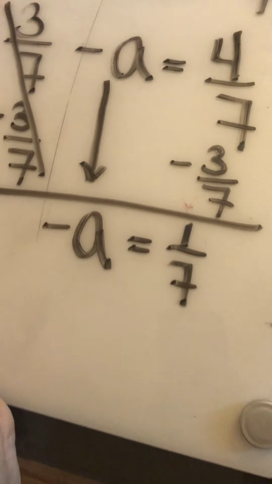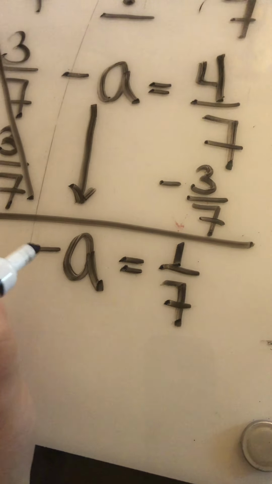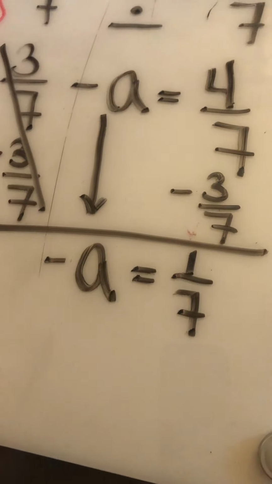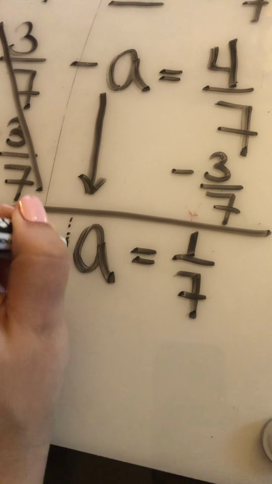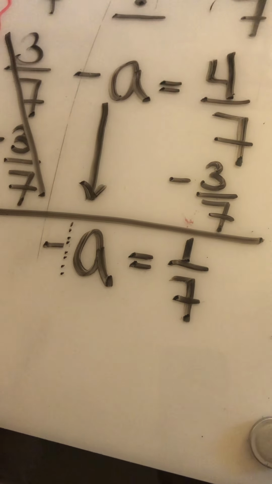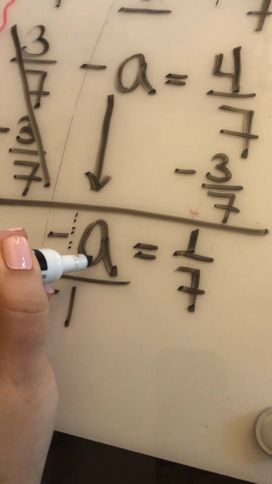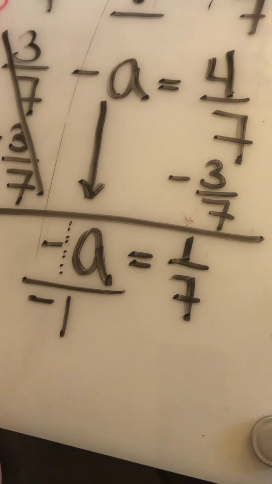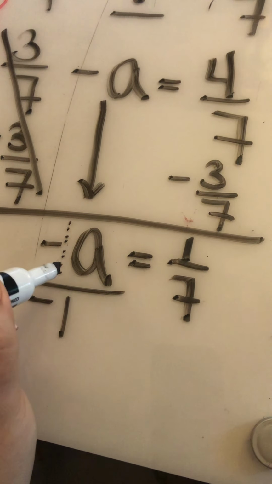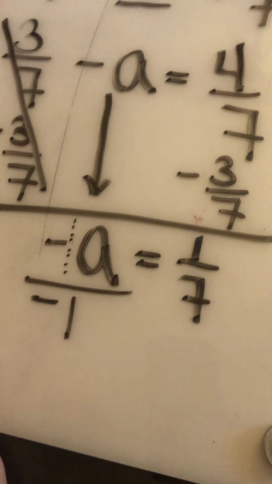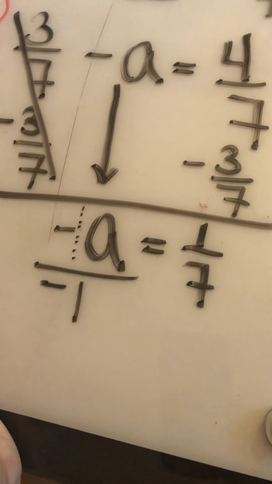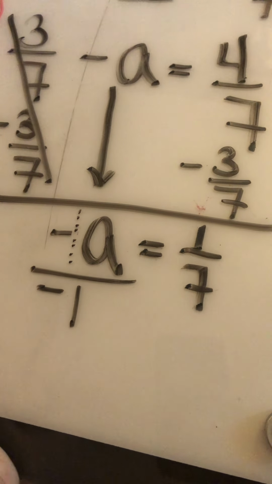Now, some of you might think we're done, but we're not, because this a is not by itself yet. That negative sign is there. So we have to remember in front of a is a 1. So what we can do now is divide by -1, because -1 is multiplying a, so the inverse would be division. Anytime there's a number or a coefficient in front of a variable, it means it's multiplying the variable. So the opposite or the inverse would be division.